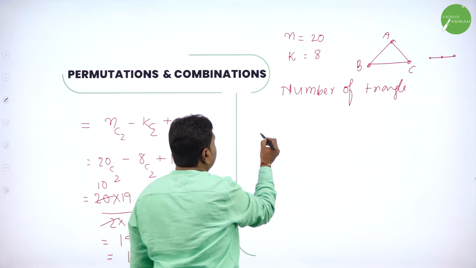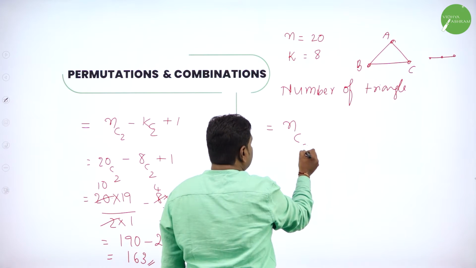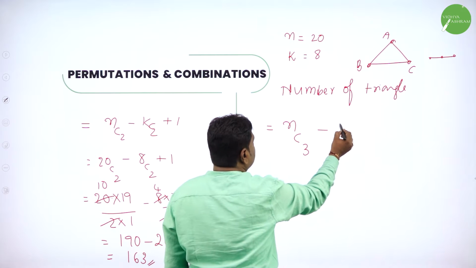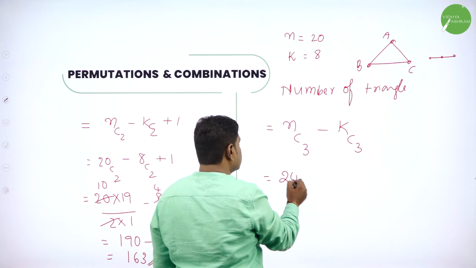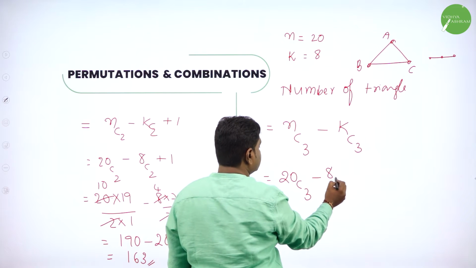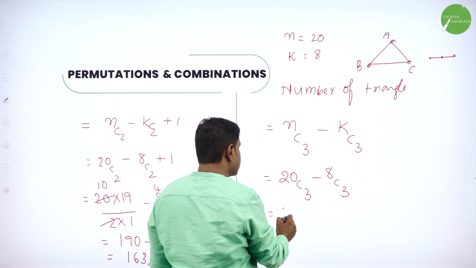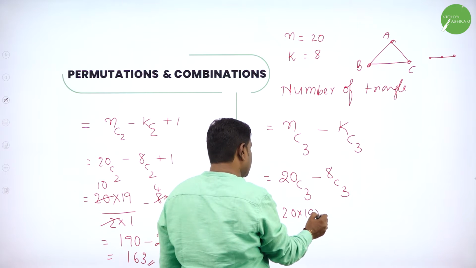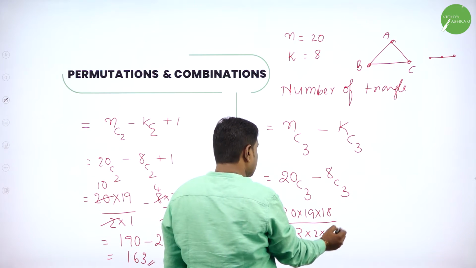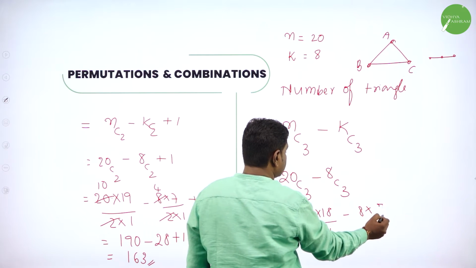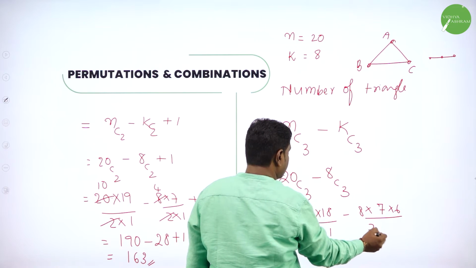So what is the number of triangles formula? NC3, if there are no collinear points. But remove those that are collinear. So KC3 you remove. What is NC3? 20C3 minus KC3, 8C3. So here 20C3 means 20 into 19 into 18 divided by 3 into 2 into 1, minus 8C3 means 8 into 7 into 6 divided by 3 into 2 into 1.